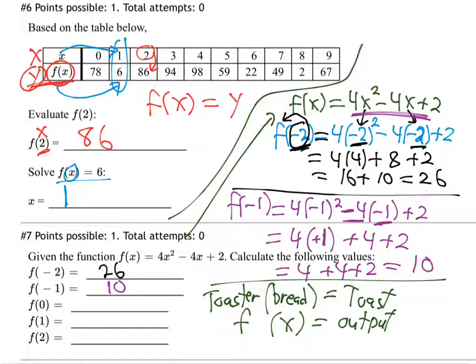Well, that's exactly what we're doing. We're saying, put in a negative 2 to this toaster, and you get out a 26. Put in a negative 1, you get out a 10. So this left side is just saying what we put in. We don't have to actually do anything over there. It's just saying we put negative 1 into the toaster, out came a 10. Make sense? That's all a function is.